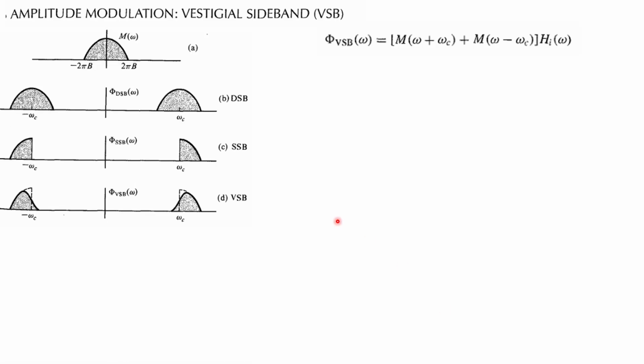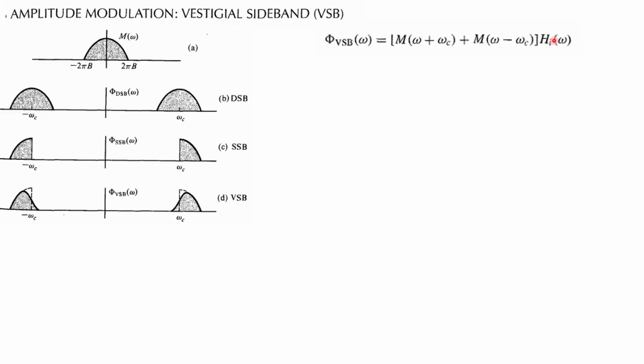Here is another modulation technique, Vestigial sideband. In the single sideband, what is happening? We may lose some information. So in order to avoid it, we are using Vestigial sideband here. So a little bit more frequency we are going to transmit, right? So here your VSB can be M(ω+ωc) and M(ω-ωc).